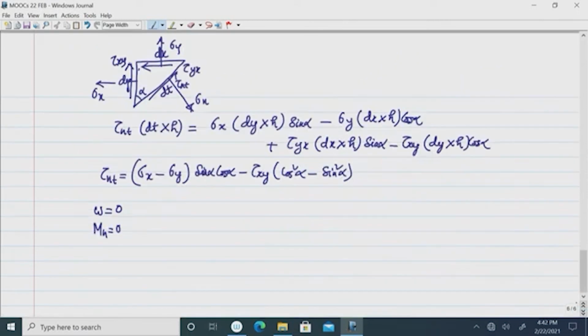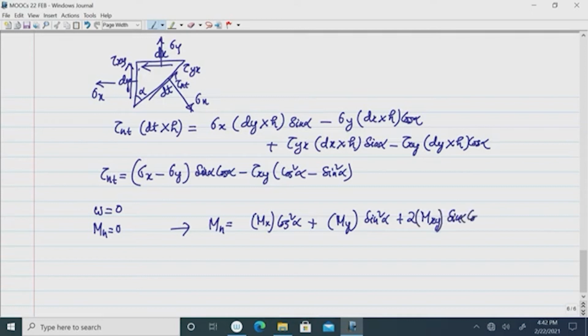So, the expression for m n is obtained as a very simple term: m x into cos square alpha plus m y into sin square alpha plus 2 m x y sin alpha cos alpha. Why did I write this term inside the bracket? Because I know the expressions for m x, m y and m x y in terms of derivatives.